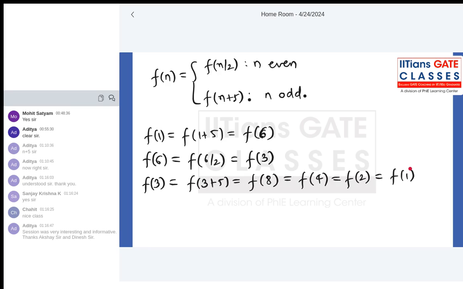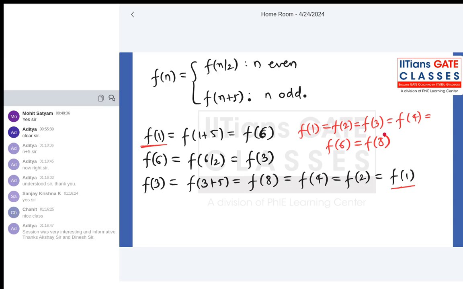Okay, so now you see all these quantities are same because everything is equal to f of 1. We started with f of 1. So 1, 2, 3, 4, 6, 8. So essentially what we observed is f of 1 is equal to f of 2, is equal to f of 3, is equal to f of 4, is equal to f of 6, is equal to f of 8. And we have just used the definition of function.